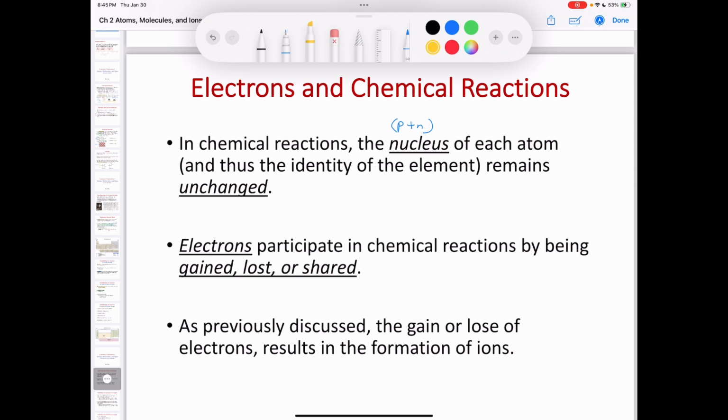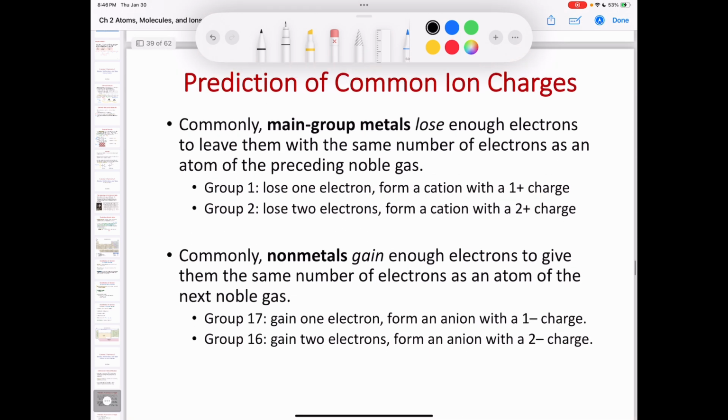However, what does change is that electrons participate in chemical reactions by being gained, lost, or shared. So electrons are what move around in chemical reactions, and as previously discussed, the gain or loss of electrons results in the formation of ions. So we're going to spend a little time talking about ions.